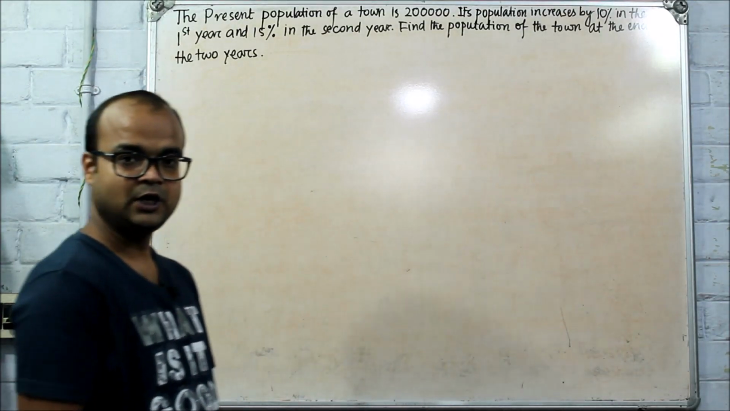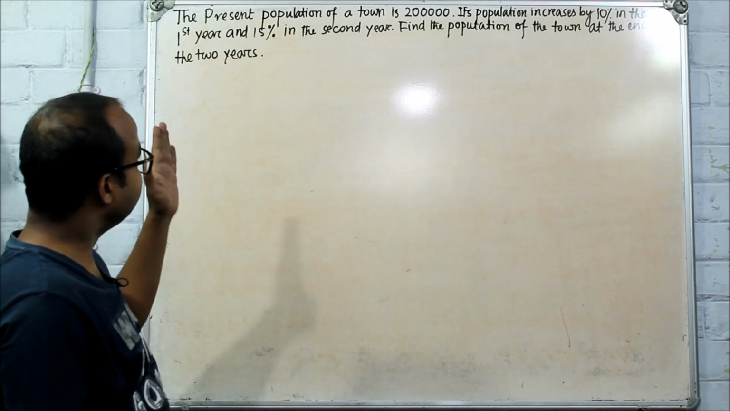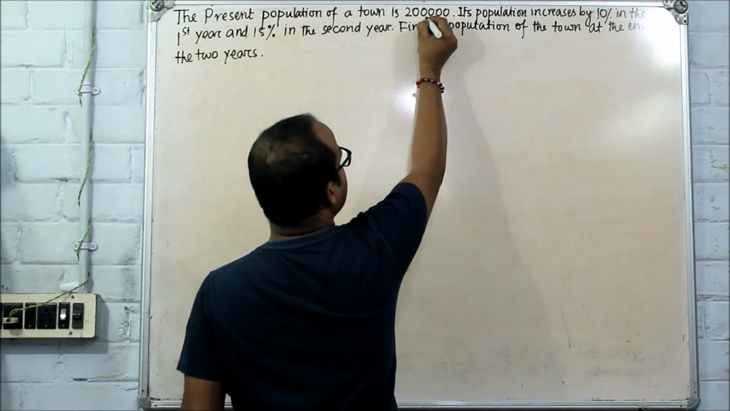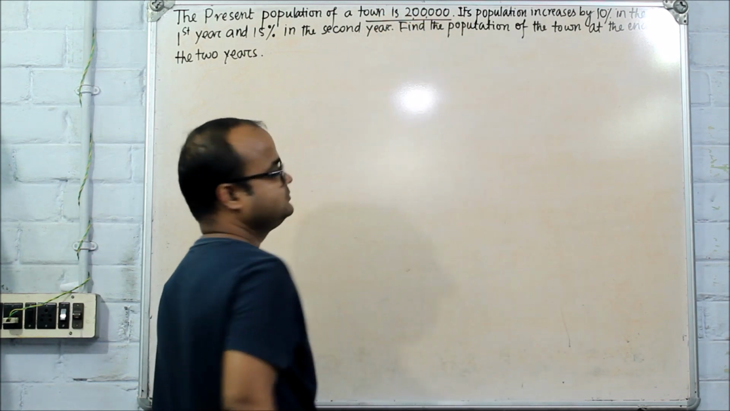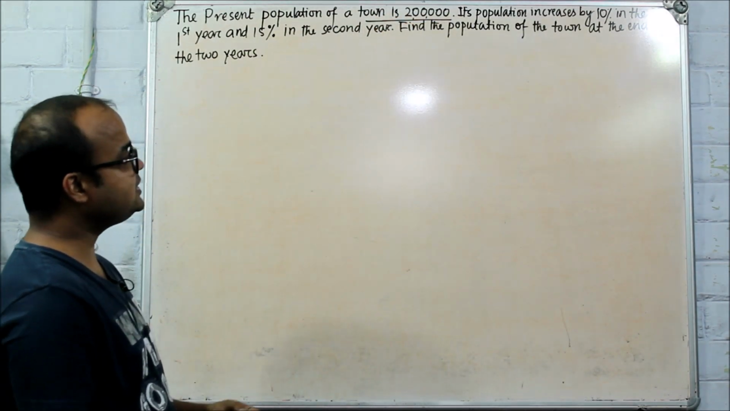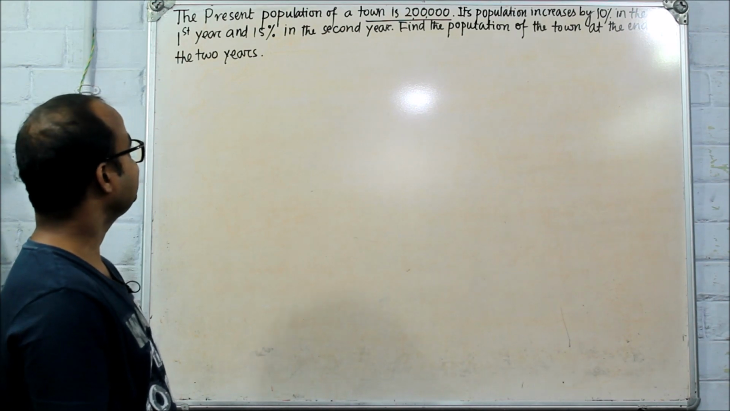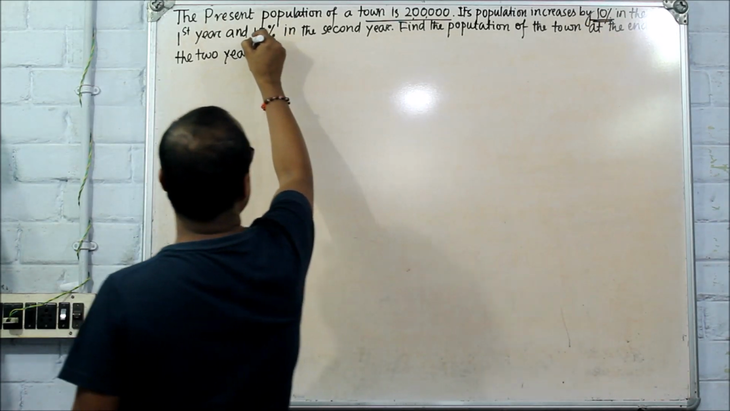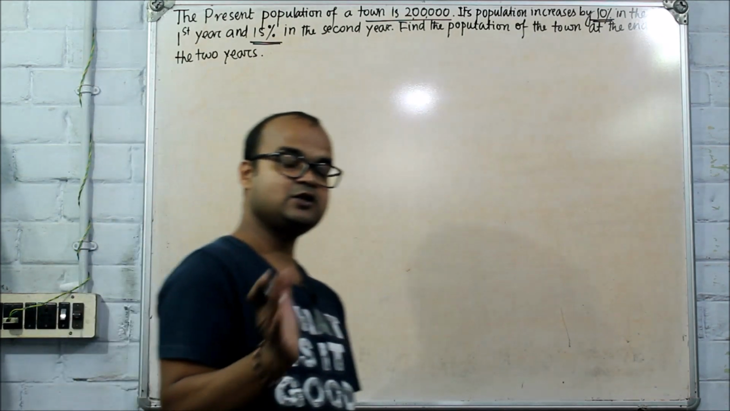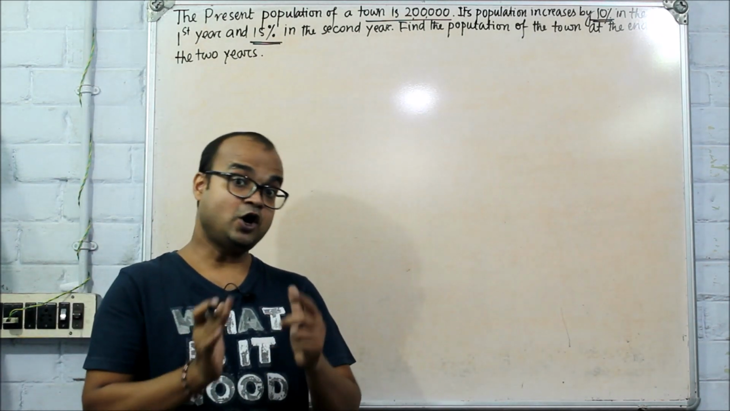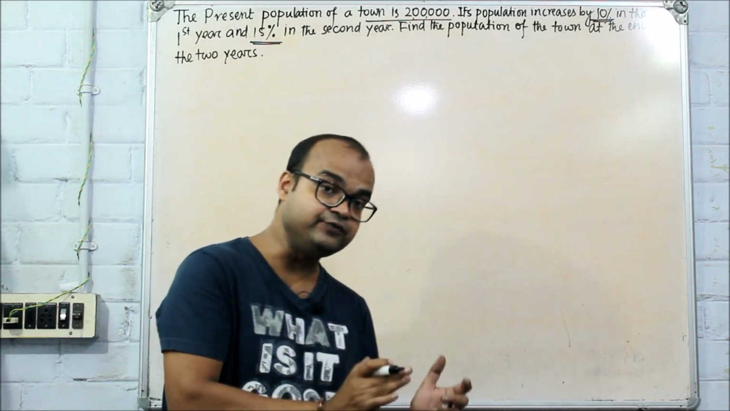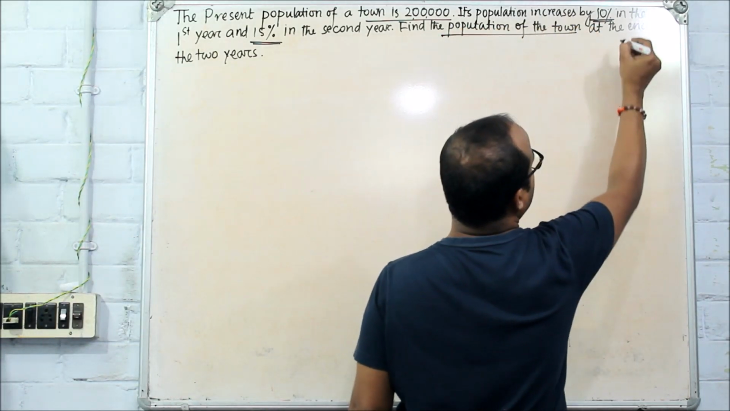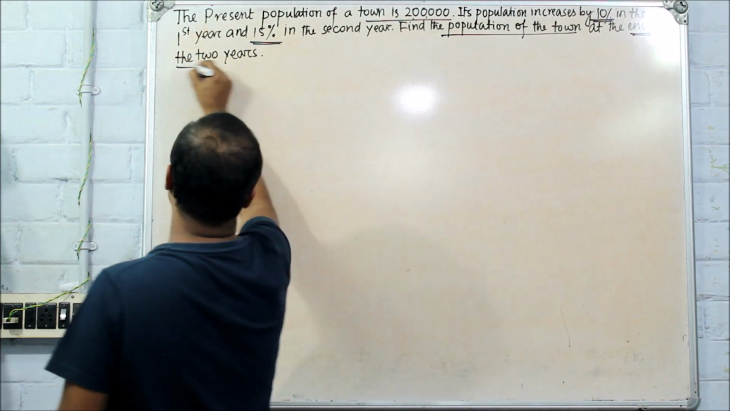Let us discuss our first problem. The present population of a town is 2 lakh. Its population increases by 10% in the first year and 15% in the second year. So this is a case of when the rate is different for different years. So we have to find out the population of the town at the end of the 2 years.